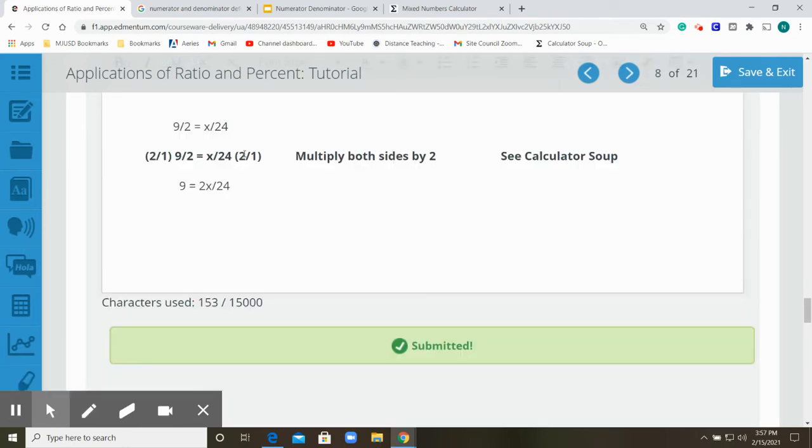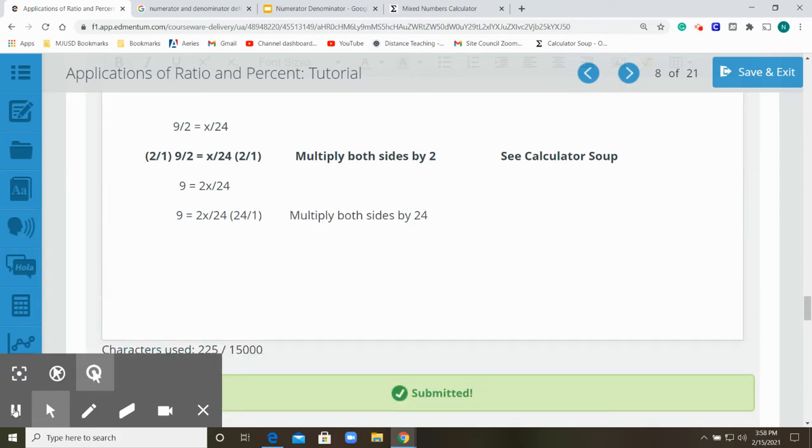After you multiply 2 times the x, it becomes 2x over 24. And when you cancel out the 2 over 1 times the 9 over 2, you're left with just the 9. Next is to do the same thing with the 24. So that way we get rid of the 24 from the right-hand side. So you multiply both sides by 24.